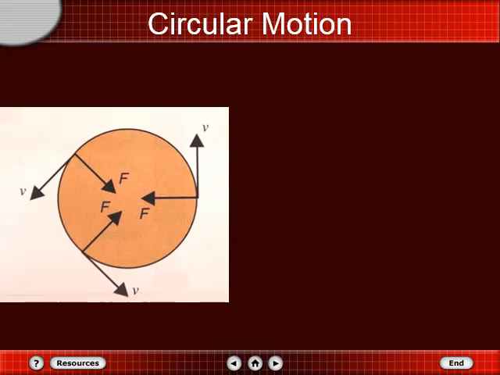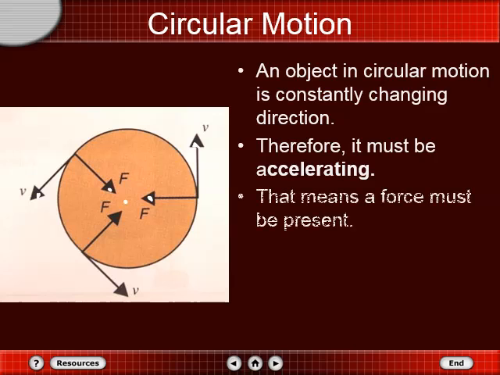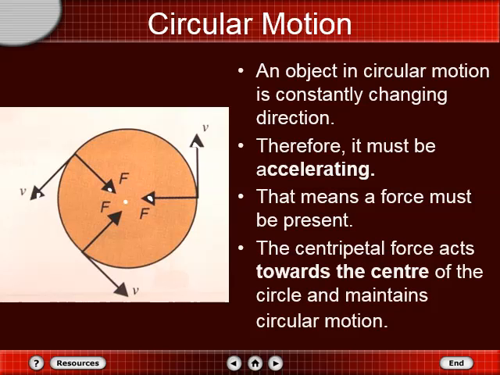So you can see this here. When the object is moving this way, the centripetal force is acting here, at right angles. When the object's moving here, the centripetal force is acting here, so it's always acting towards the center of the circle. So it's constantly being pulled and constantly accelerating towards the center of the circle, and it maintains this idea of circular motion.